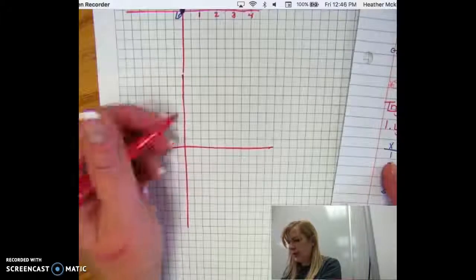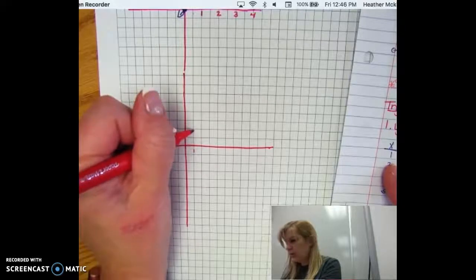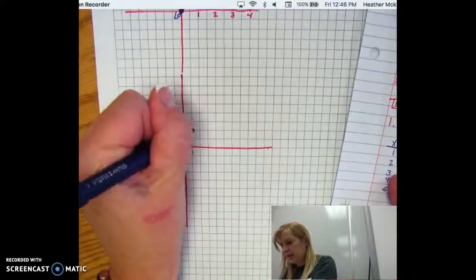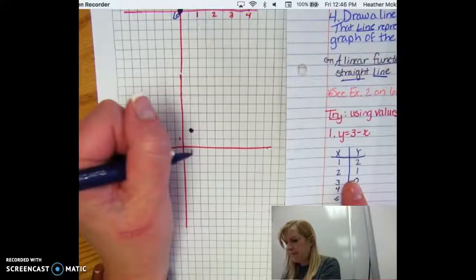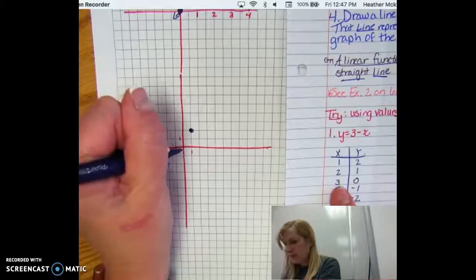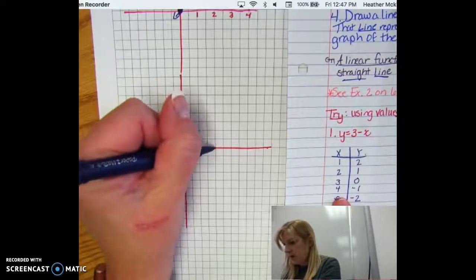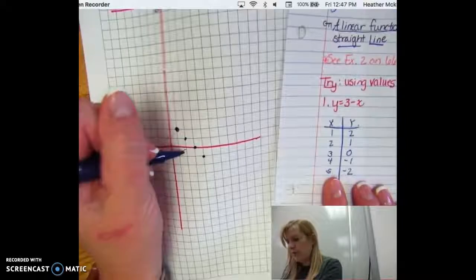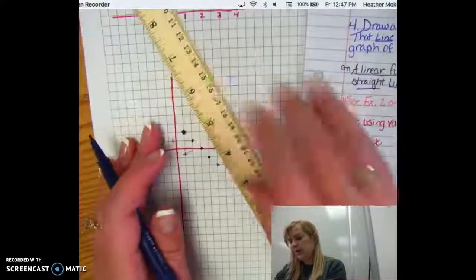we're going to do this one first. Each one is 1. So we have 1 over, 2 up. Then, let me use the other color so it's not confusing, we have 2 over, 1 up. 3 over, 0 up. 4 over, -1 up. In this case it's down. 5 over, 2 down. And you can see the slope of this goes the other way.